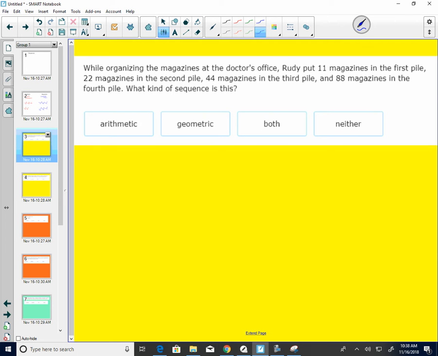This first example is a word problem. While organizing magazines at a doctor's office, Rudy put 11 magazines in the first pile. So I'm going to start writing these down. 11 magazines in the first pile, 22 magazines in the second, 44 in the third, and 88 in the fourth. So we have options of, is this arithmetic, geometric, both, or neither?